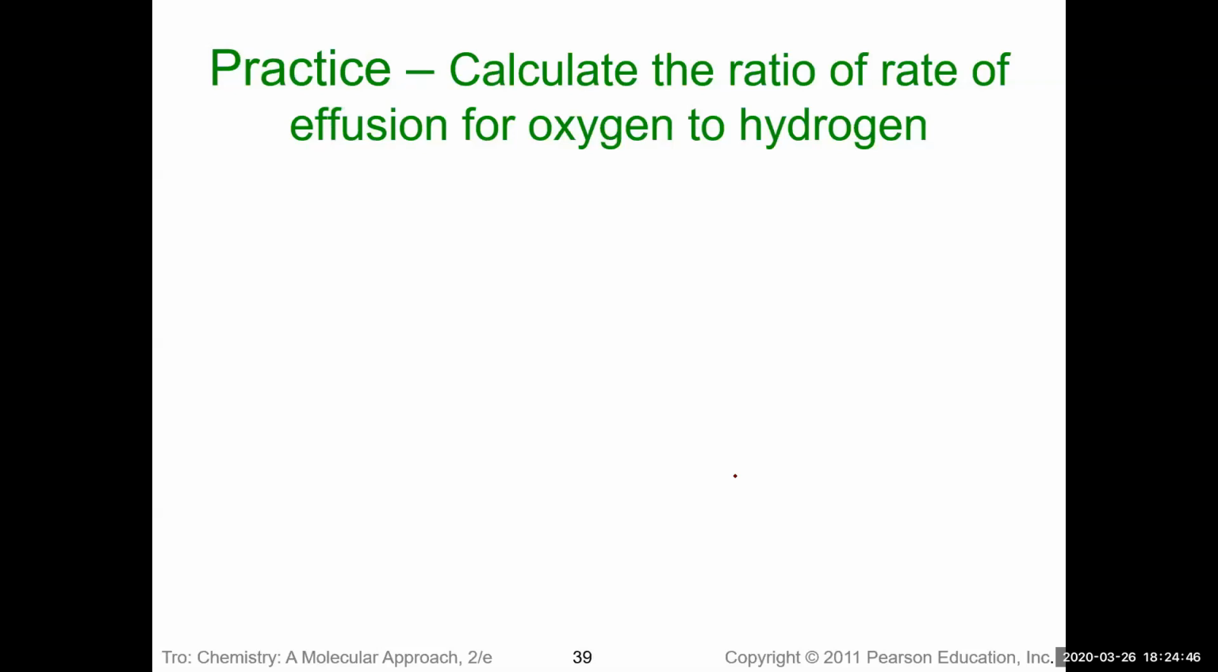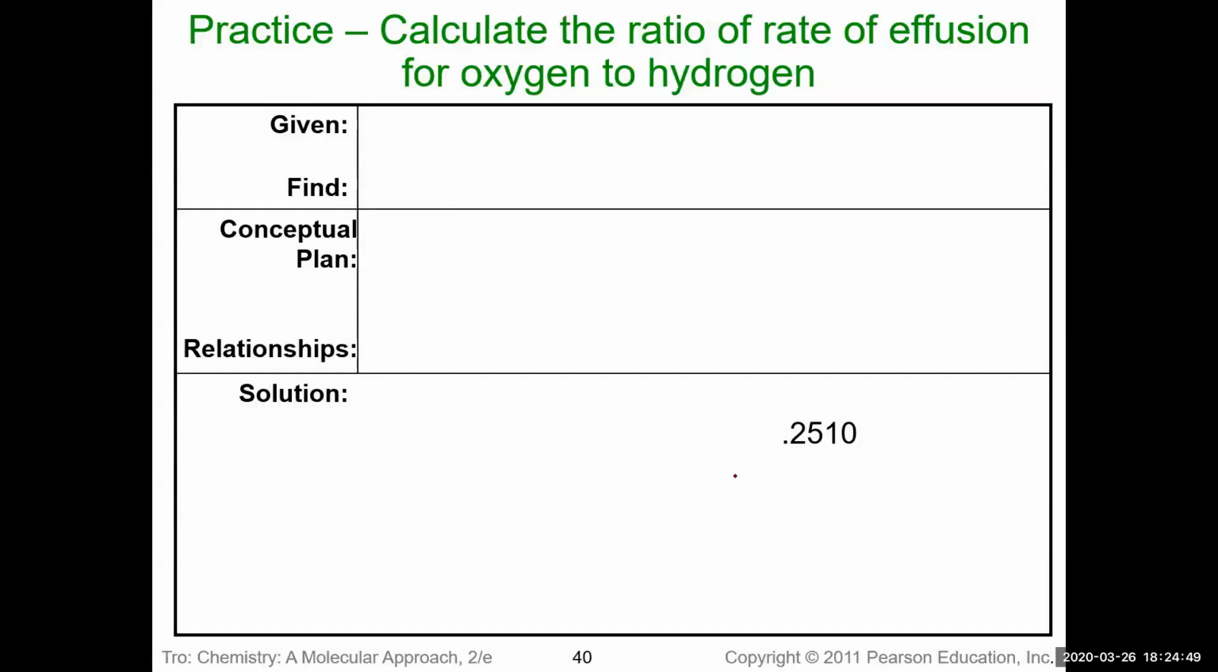Calculate the rate of effusion for oxygen to hydrogen. So oxygen to hydrogen. Should oxygen move faster or slower than hydrogen? Slower than hydrogen. Oxygen is heavier, so therefore oxygen is slower. So if you're going to get a rate, your answer should be less than 1, because oxygen should move less than hydrogen, so the rate should be lower than 1.